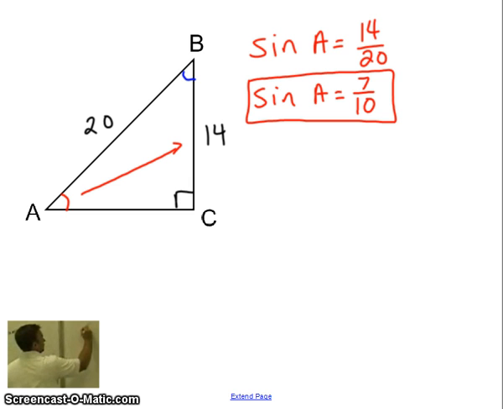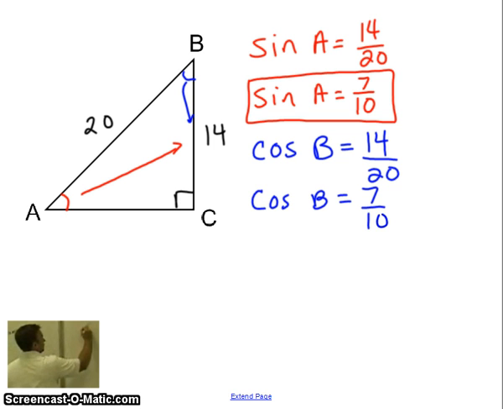For B, we have adjacent and the hypotenuse, so we have to use cosine. Cosine B is 14, adjacent, over 20, the hypotenuse. We could simplify that: cosine B equals 7 out of 10.